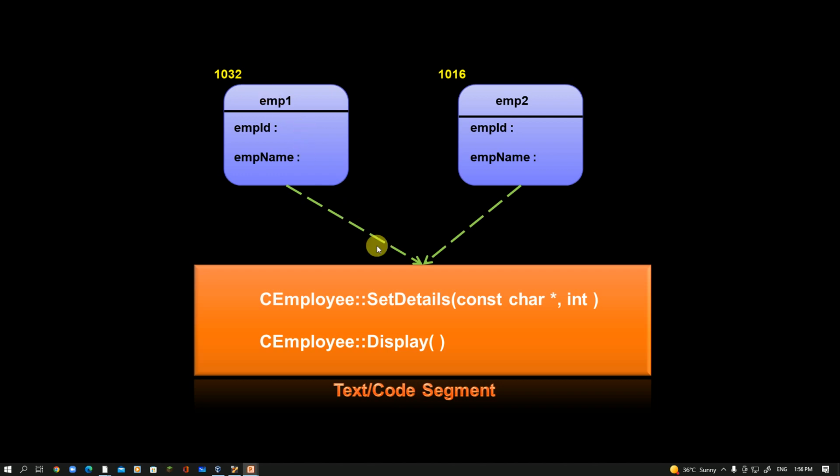So when I say emp1 dot set details or emp1 dot display, how does this display function come to know who is invoking it, emp1 or emp2? Because emp1 has an employee id and employee name, and emp2 also has an emp id and emp name. So when you call display, in the display function we have given to display emp id and emp name. How will display know whether to display from this memory location or from that memory location? And we also introduced a topic called this pointer there, and that is our today's topic.